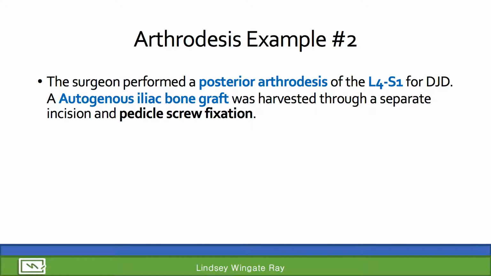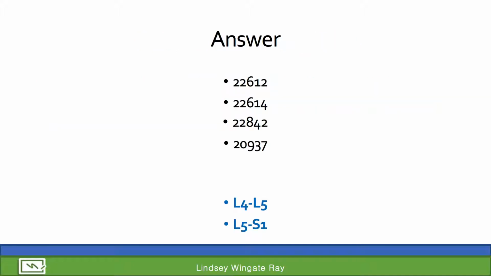Now let's try one a little more complex. The surgeon performed a posterior arthrodesis of the L4 to S1. An autogenous iliac bone graft was harvested through a separate incision and a pedicle screw fixation was performed. Pause this recording and get your answers. You should have got 22612, 22614, 22842, and 20937.